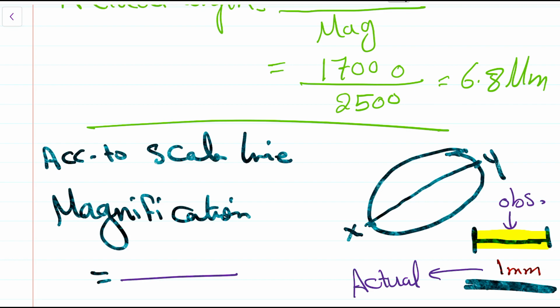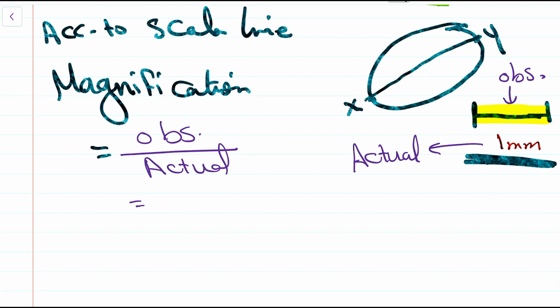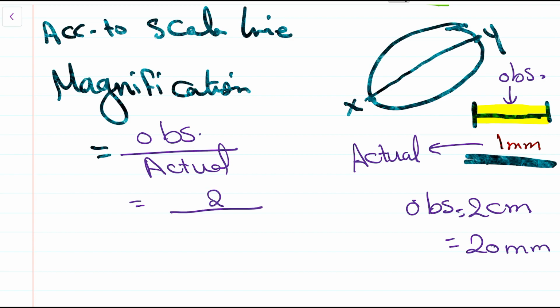So the magnification will be observed over actual. According to my measurements here, observed equals 2 centimeter, which means 20 millimeter. So it will be 20 over 1. So the magnification is 20 times. It means this structure is magnified 20 times to be seen like this.